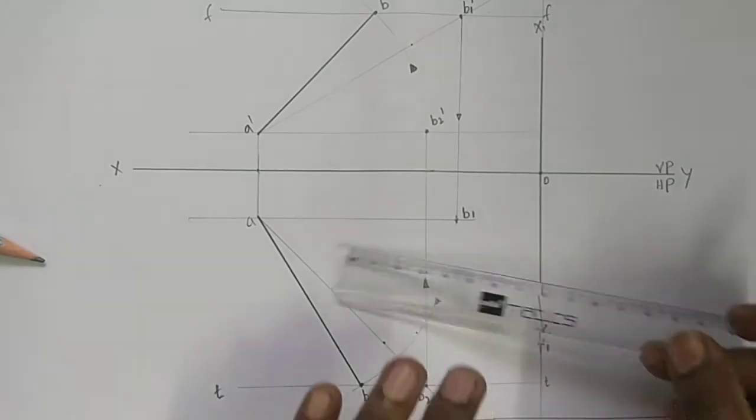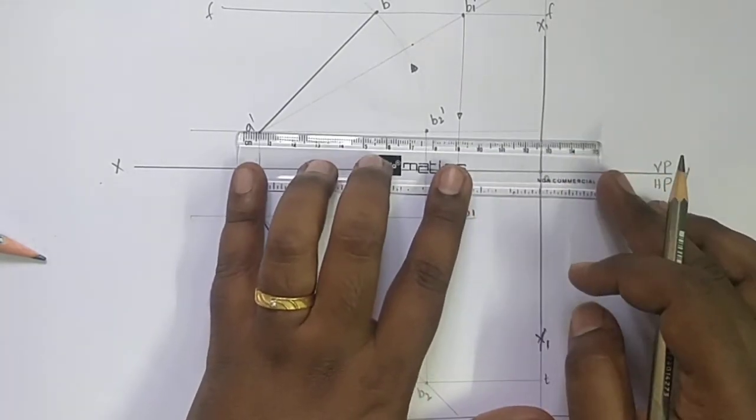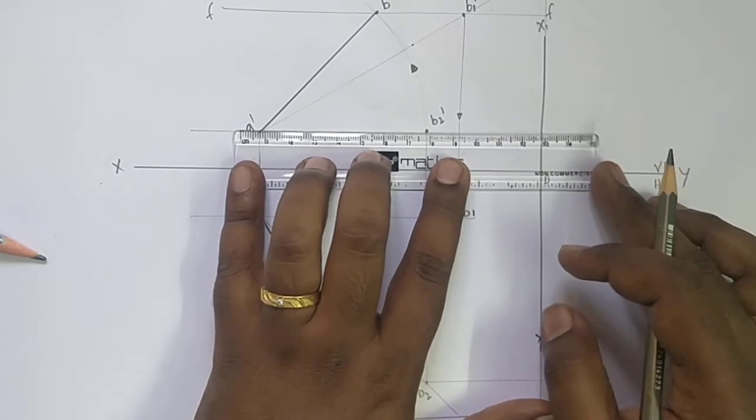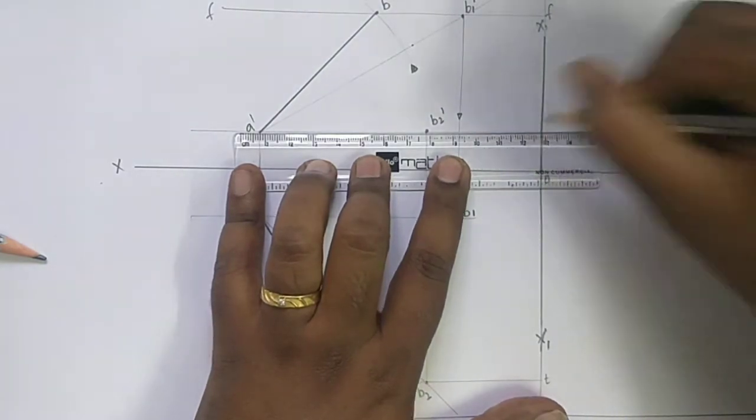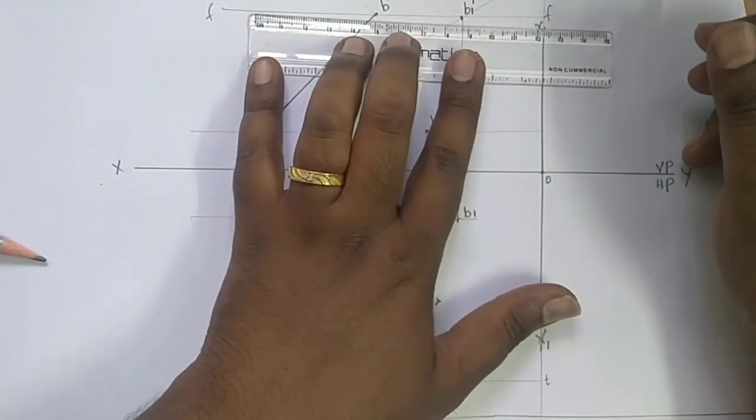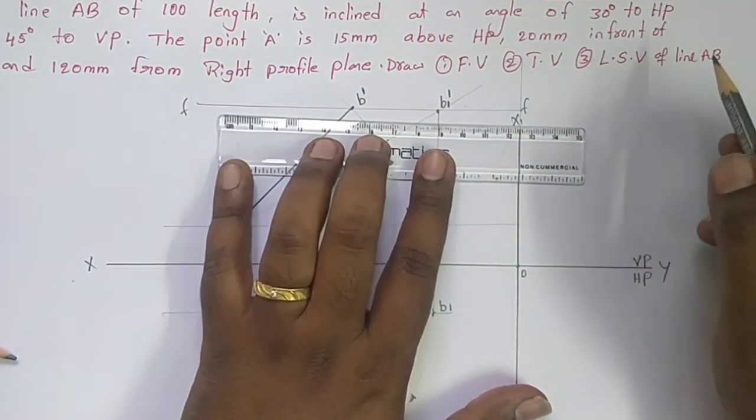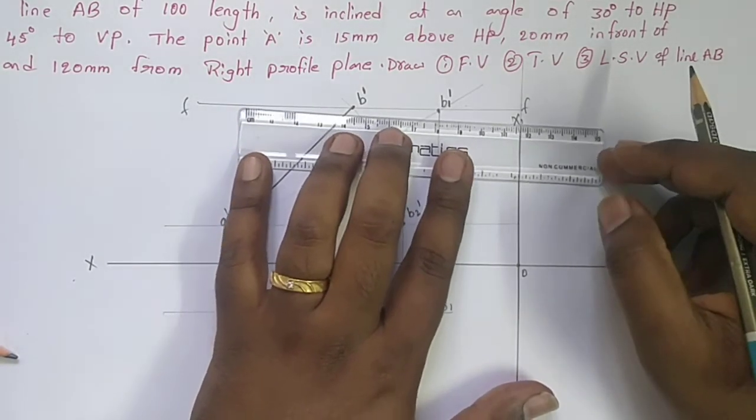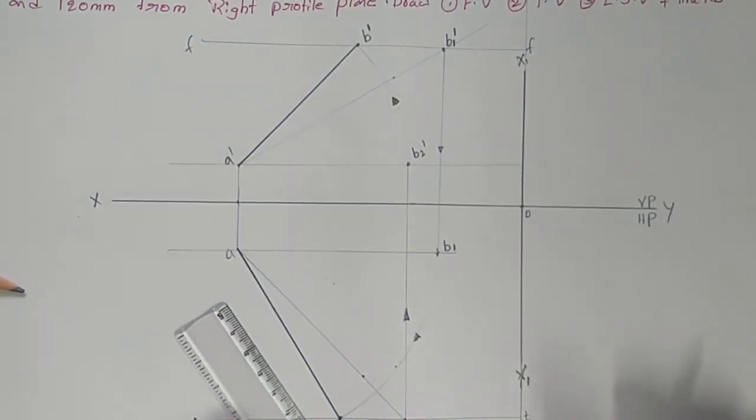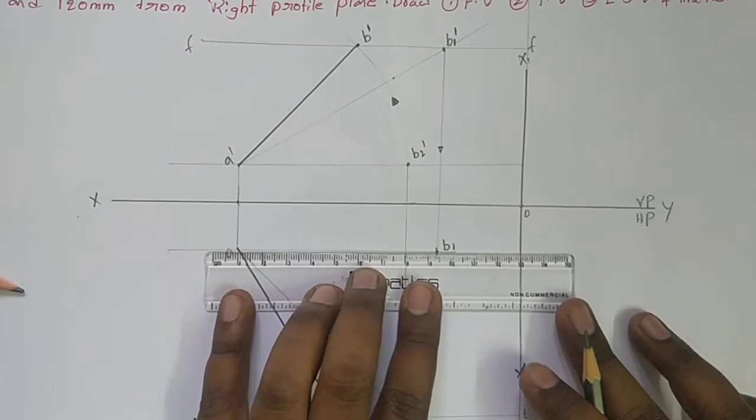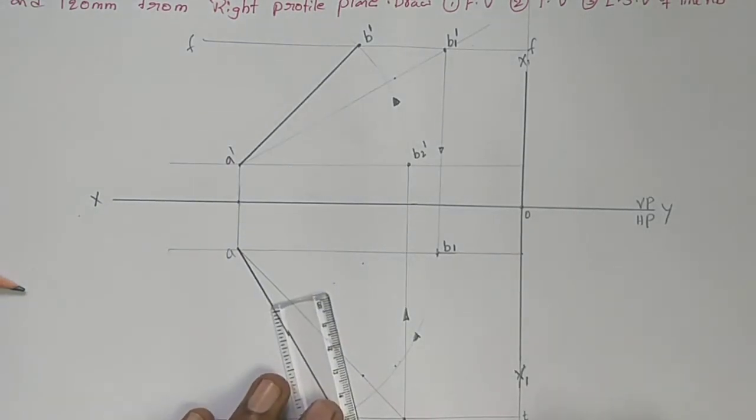Here we need to draw projections from A dash up to the right side profile plane. They ask for the left side view. The left side view is drawn on the right side profile plane, so we need to draw the projections from A dash, B dash up to X1 Y1. Similarly, here also from A. With this we got all the points.